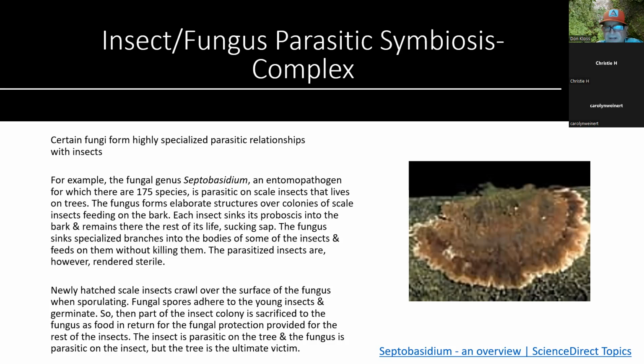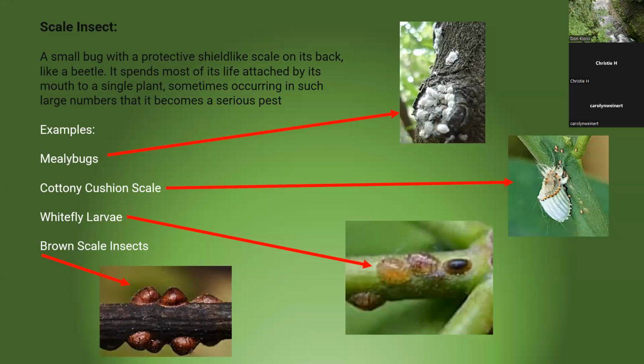Any questions on that? No. Okay. So now you wonder, what's a scale insect? Well, a scale insect is a small bug with a protective shield-like scale on its back, similar to a beetle, but they don't have wings. It spends most of its life attached by its mouth to a single plant. And sometimes they occur in such large numbers that it becomes a serious pest on a plant, usually a tree.